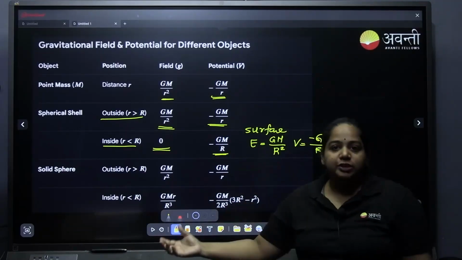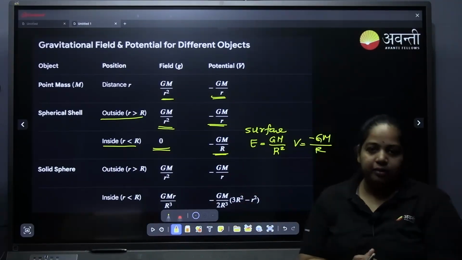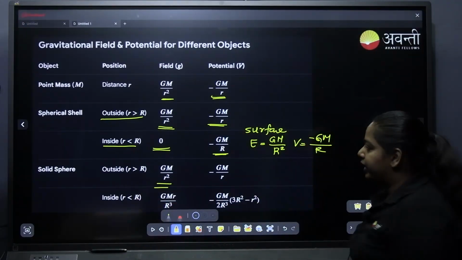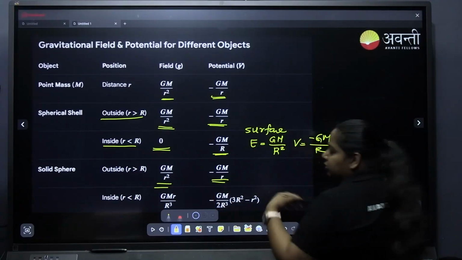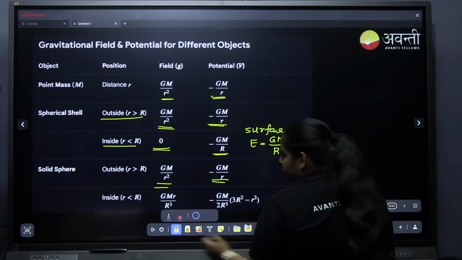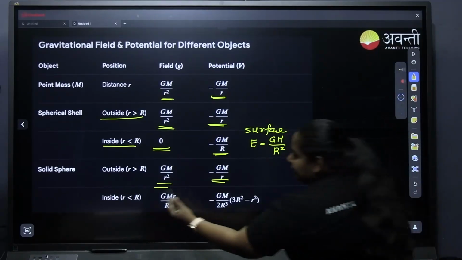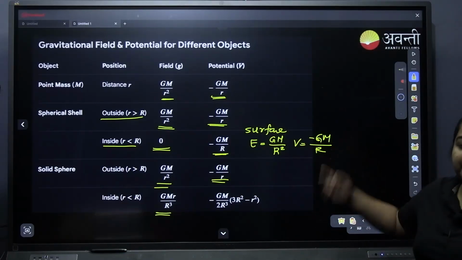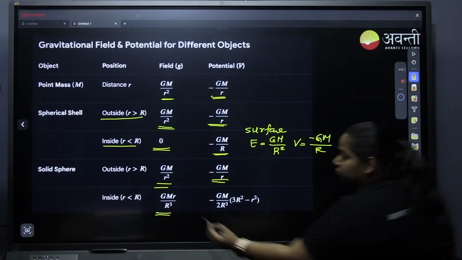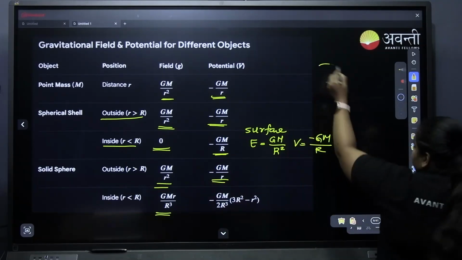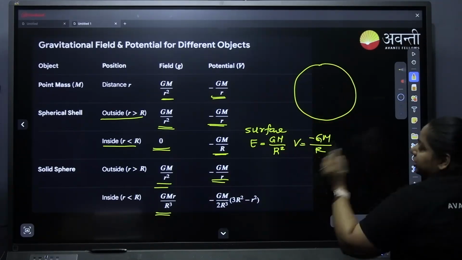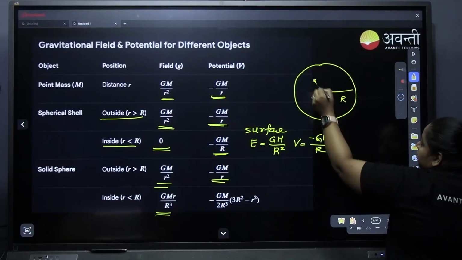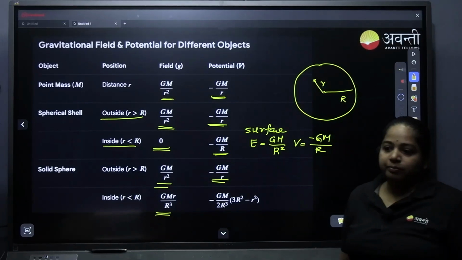Now if it is a solid sphere, like earth and all, in that case outside there is no change, Gm by R square, in potential also there is no change. But when we come to inside, gravitational field is Gm small r by capital R cube. Small r is like, if you are taking this as the solid sphere, this is capital R, and if we are taking this point, this distance is small r.